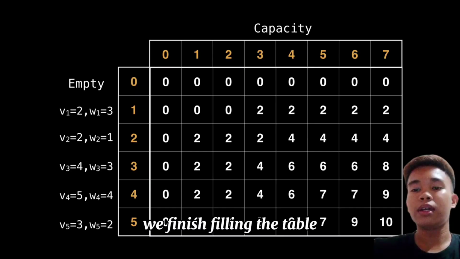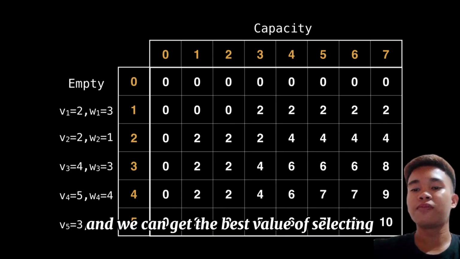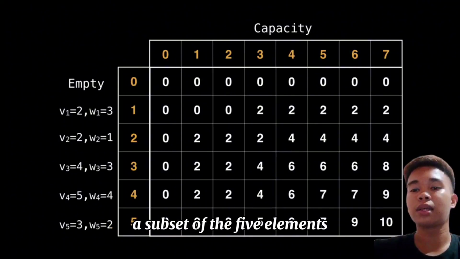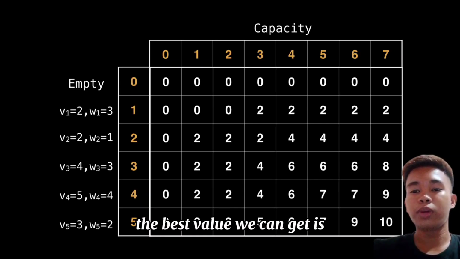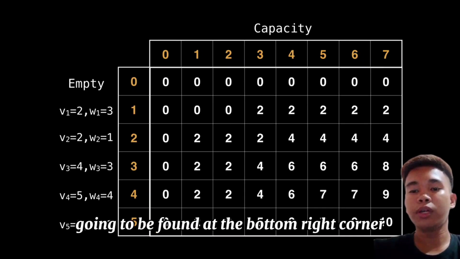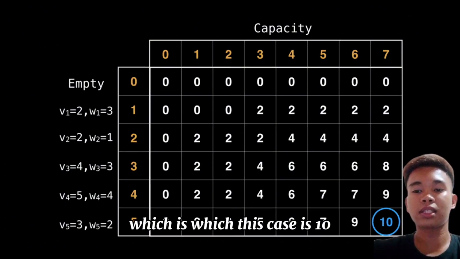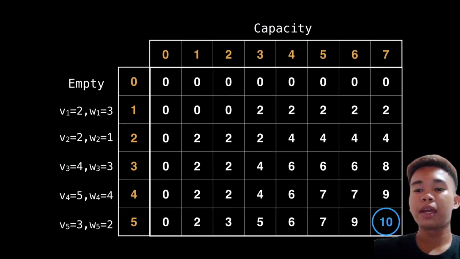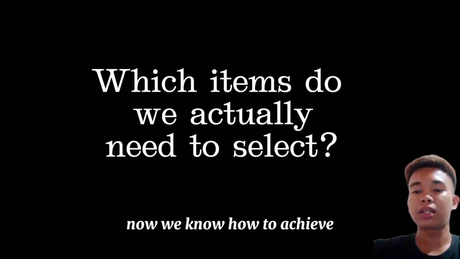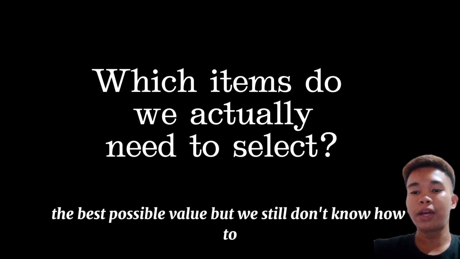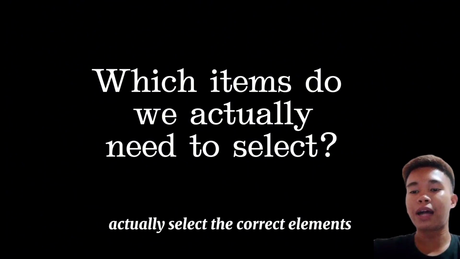At the end, we finish filling the table and we can get the best value of selecting a subset of the 5 elements. The best value we can get is going to be found at the bottom right corner, which in this case is 10. So now we know how to achieve the best possible value, but we still don't know how to actually select the correct elements.